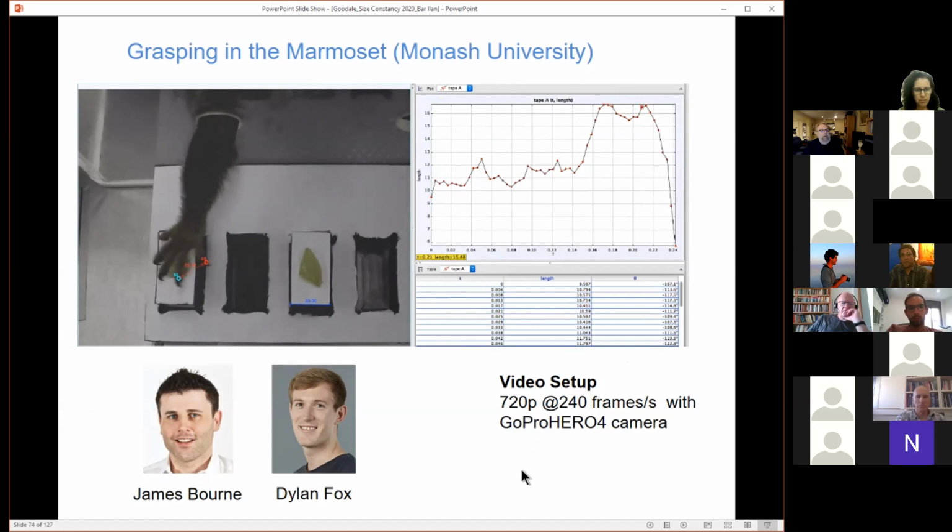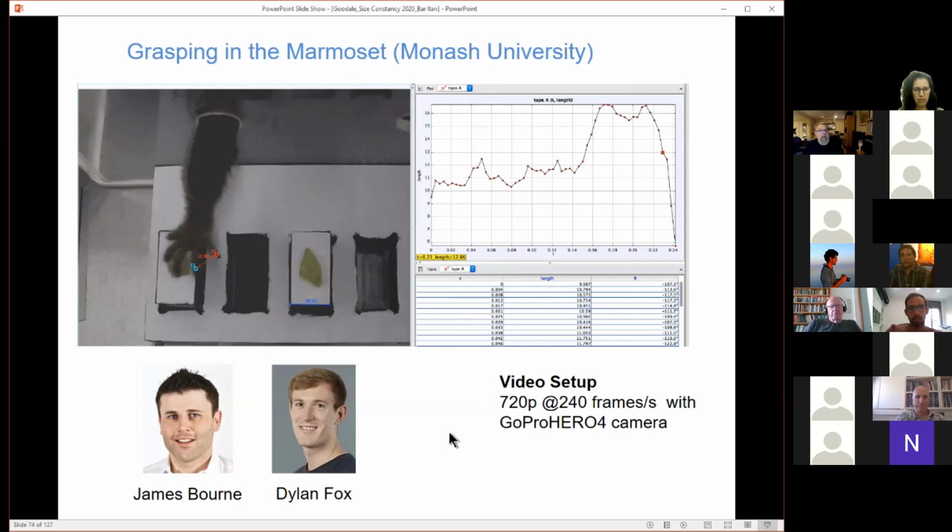And what you can see is that there's this normal overextension of the fingers and then the closing down on the object, which one sees in humans, either in a precision grip or in a whole hand grip. And we can see this obviously only in a whole hand grip in a marmoset. It doesn't show precision grasping of these objects.